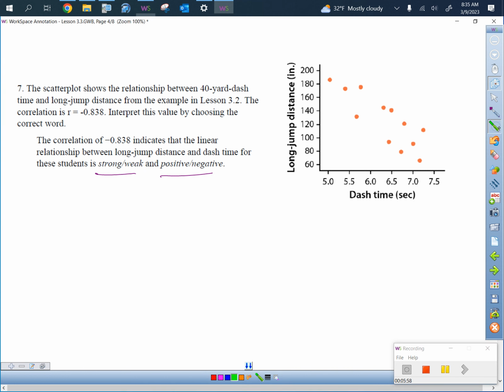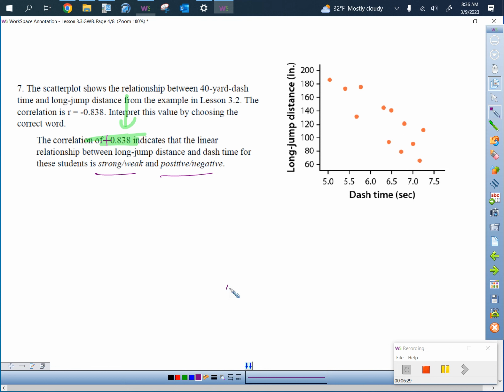So check it out. They give me the R value right here. They gave me the R value. Pretend he's positive for a second. Is that guy closer to 0 or closer to 1? Pretend he's positive. 0.8, closer to 0 or closer to 1? Pretend he's positive, please.